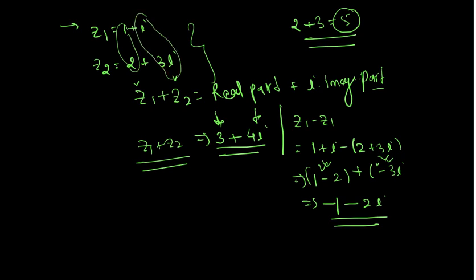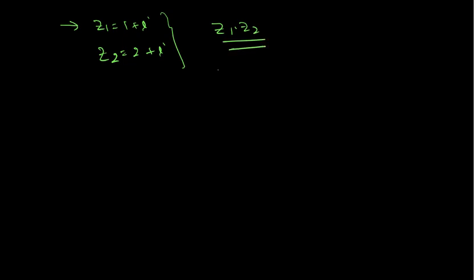Okay, now come to multiplication. If we want to multiply two numbers, let's suppose again z1 is equal to 1 plus i, z2 is equal to 2 plus i, like this. If somebody wants to multiply the two numbers z1 and z2, then what will happen? In that case, 1 plus i will be multiplied by 2 plus i.